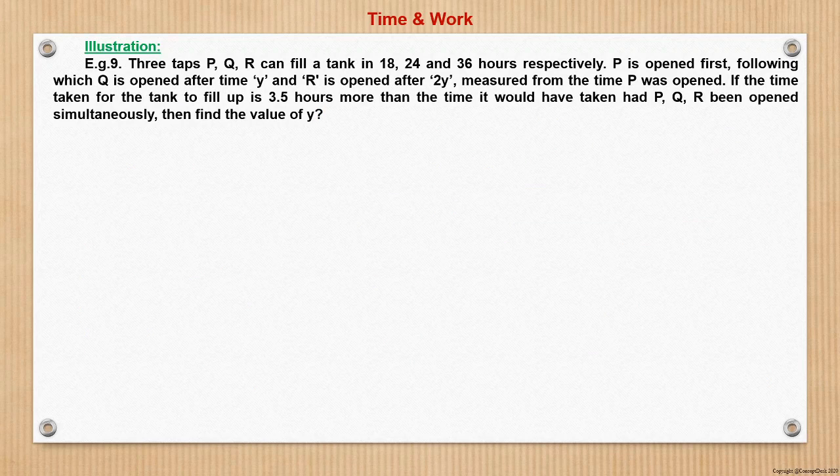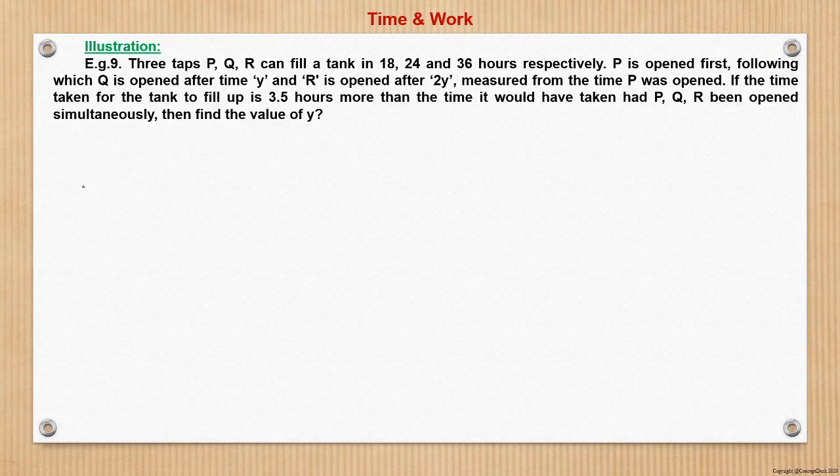Now moving to question number 9. If 3 taps P, Q, R can fill a tank in 18, 24 and 36 hours respectively, P is opened first, following which Q is opened after time Y and R is opened after 2Y measured from the time P was opened. If the time taken for the tank to fill up is 3.5 hours more than the time it would have taken had P, Q, R been opened simultaneously, then find the value of Y.